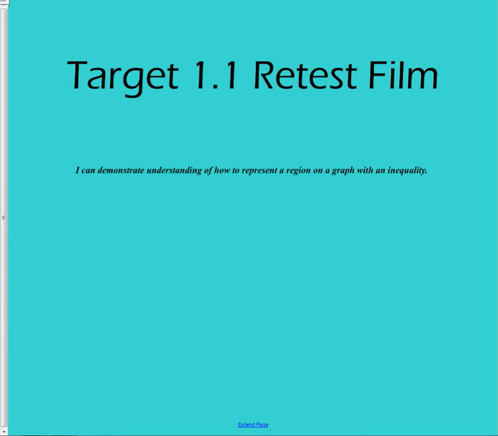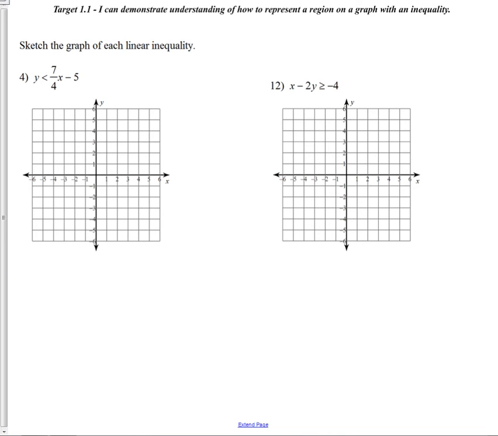You are watching the Target 1.1 retest film. In this film, we are going to do problems from the worksheet that you need to complete in order to retest on Target 1.1. The target states: I can demonstrate understanding of how to represent a region on a graph with an inequality. So what we are going to do is, after you pick up the packet, we're going to do a few problems that are right on the packet.